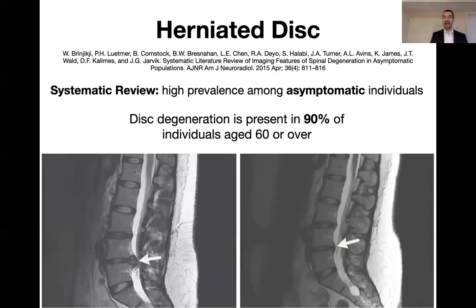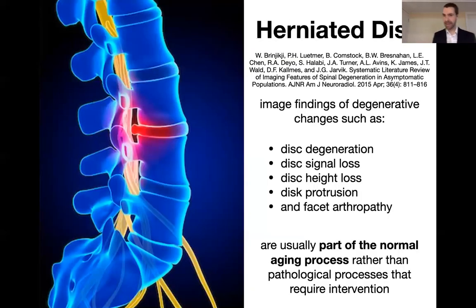There is a high prevalence of herniated discs among asymptomatic individuals. Disc degeneration is present in 90% of individuals aged 60 years or over. What does it mean? Let's take a look at another finding of the same study, and we will discuss everything together.